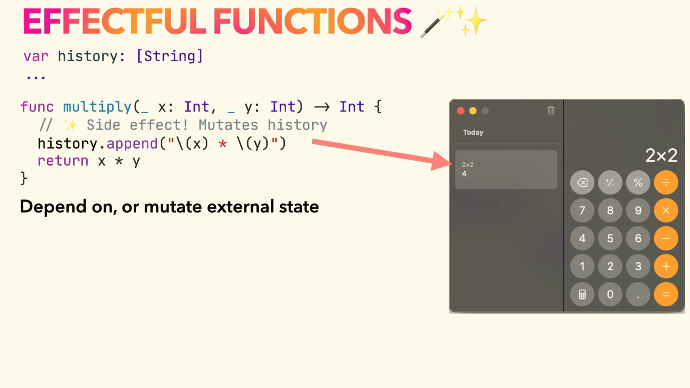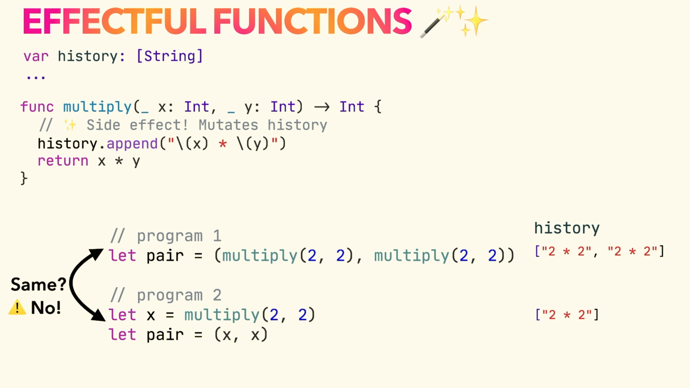Now, can we now tell that these two programs are the same? What do you think? Are they the same? No, correct. They're not the same anymore. Because the first one records two operations into the history, and the second one only does so once. And depending on our requirements, one of these programs is correct and the other one is incorrect.